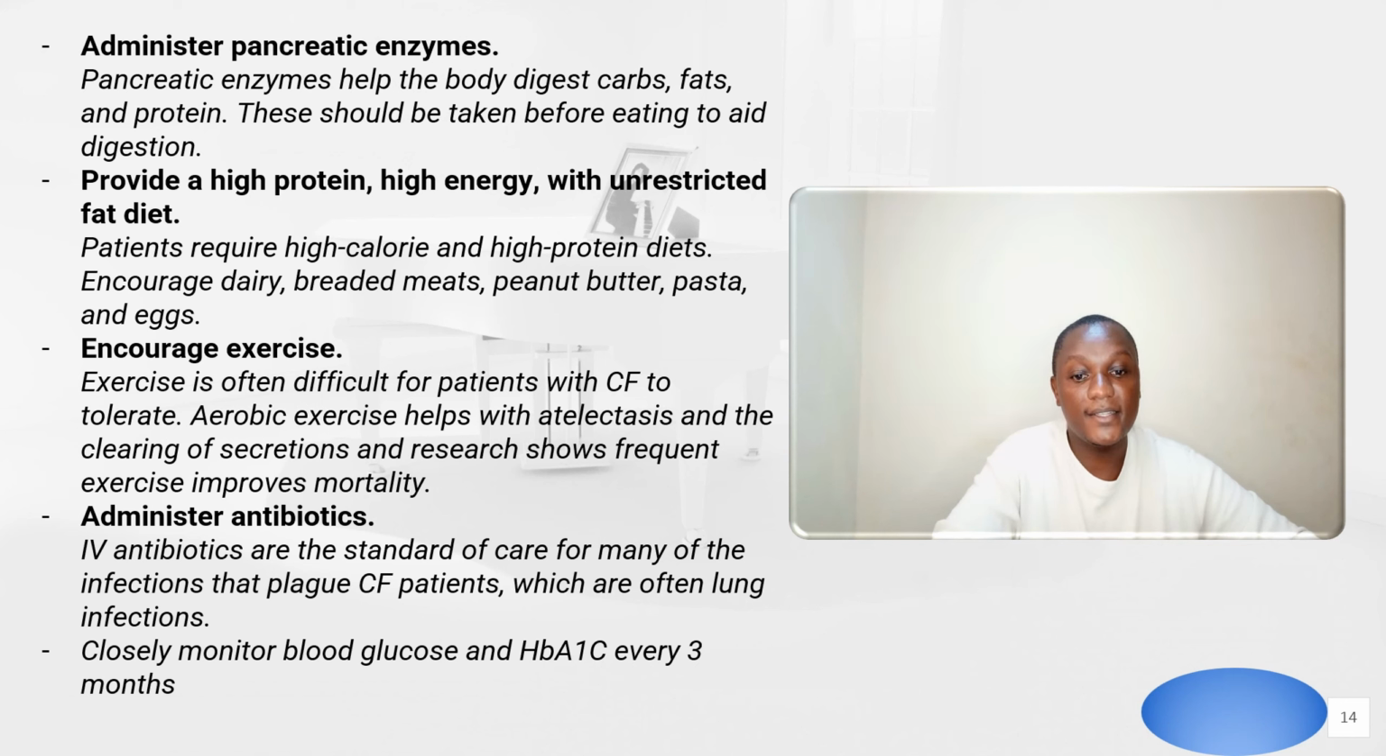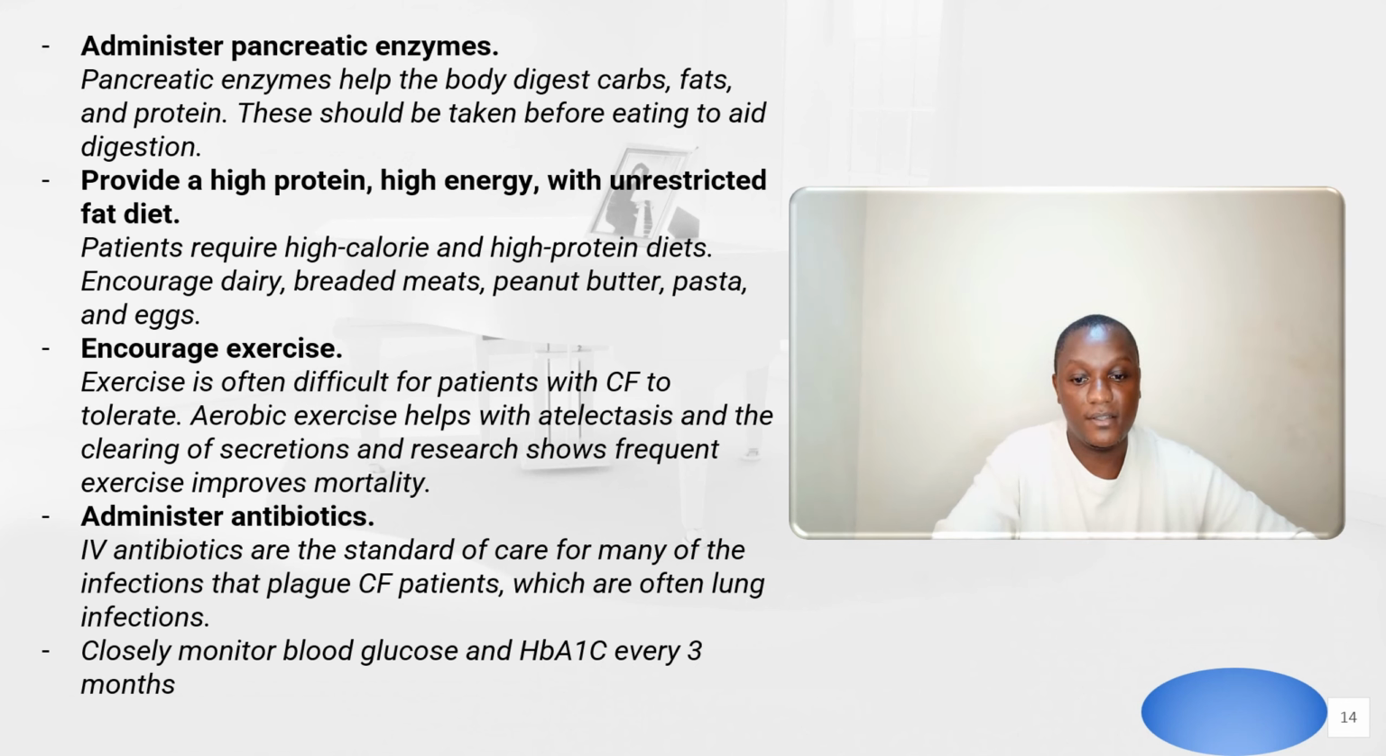Encourage exercise. Exercise is often difficult for patients with cystic fibrosis to tolerate. Aerobic exercises help with atelectasis and the clearing of secretions, and research shows frequent exercise improves mortality. So exercise is important and should be encouraged.